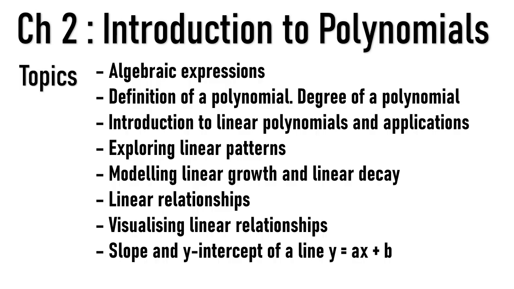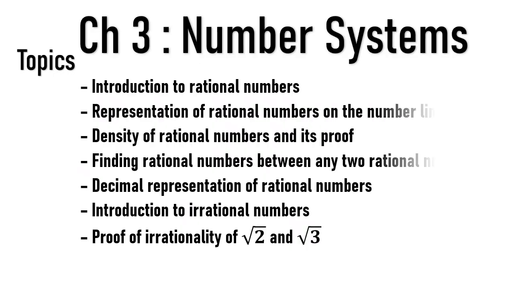Now let us go to Chapter 3, Number System. Earlier, number system was the first chapter. Now it is the third chapter. The topics covered are introduction to rational numbers, representation of rational numbers on the number line, density of rational numbers and its proof, finding a rational number between any two rational numbers, decimal representation of rational numbers, introduction to irrational numbers, and proof of irrationality of root 2 and root 3. In these topics, up to the last one, all were already existing.